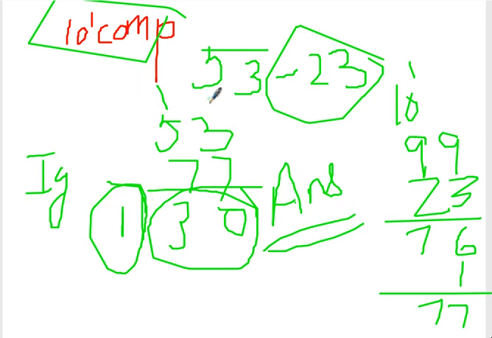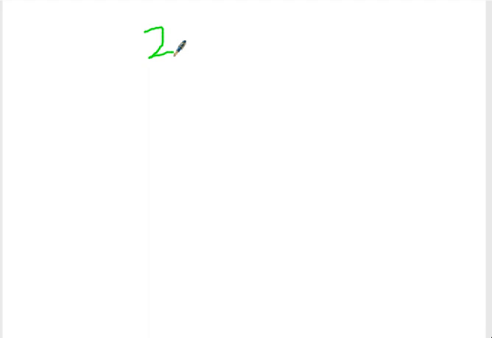Okay, suppose you will not get 0, what will you say? So you will do the reverse. Instead of 53 minus 23, we will do 23 minus 53. So 23 minus 53, reversed. Okay, we'll see how you will get it.